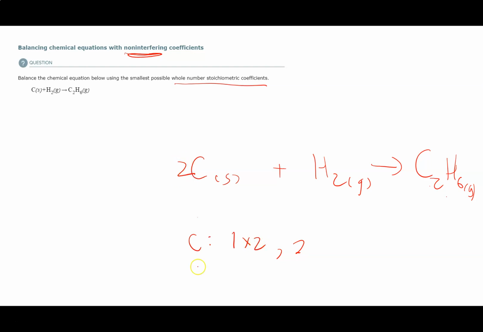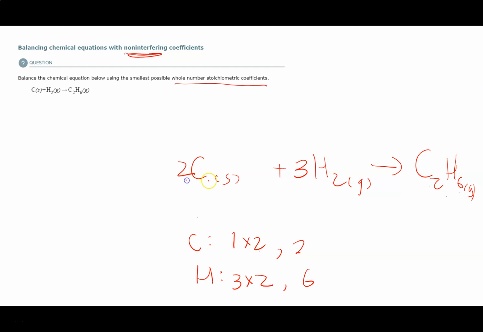So carbon solid plus H2 gas gives C2H6, that's called ethylene gas. We can see immediately, let's just begin with the carbons. We've got 1 on the left and we've got 2 on the right. So I'm going to have to multiply that guy by 2. And then I move on to the hydrogens. I've got 2 on the left, but I've got 6 on the right. So I'm going to have to multiply that guy by 3. And now it all balances.